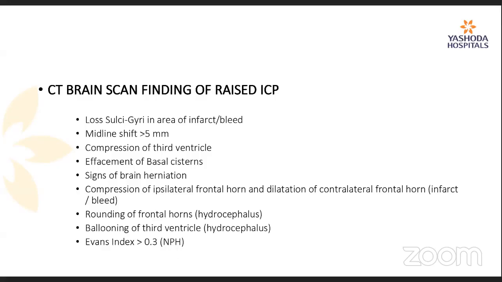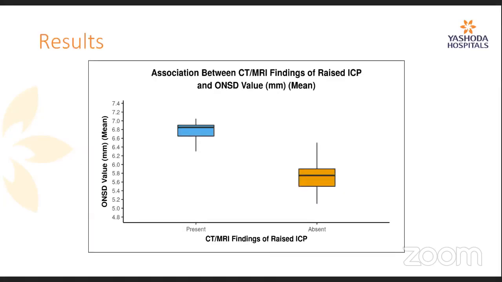So when we compared these findings with our ONSD values, we divided the patients into two groups. Group number one is patients who had CT or MRI findings of raised ICP. We'll say group number one henceforth. And group number two had no CT or MRI brain scan findings of raised ICP. So in group number one, when their ONSD values were checked, the mean came around 6.8. That was very high. For the study, we took 6.3 as the cutoff. It means if the patient had an ONSD value less than 6.3, we considered it normal, and patients who had an ONSD value more than 6.3, we considered abnormal.